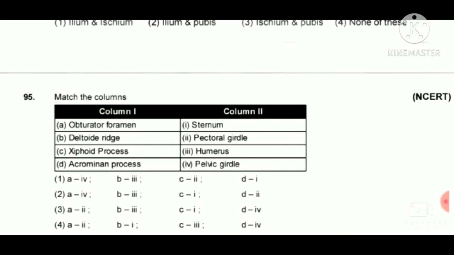Next is xiphoid process. It is associated with the sternum, so C with the first. And last is acromion process, which is associated with the pectoral girdle, so D with the second. And the answer is option number 2, A fourth, B third, C first and D second. And that's it. These are the questions related to the topic appendicular skeleton.